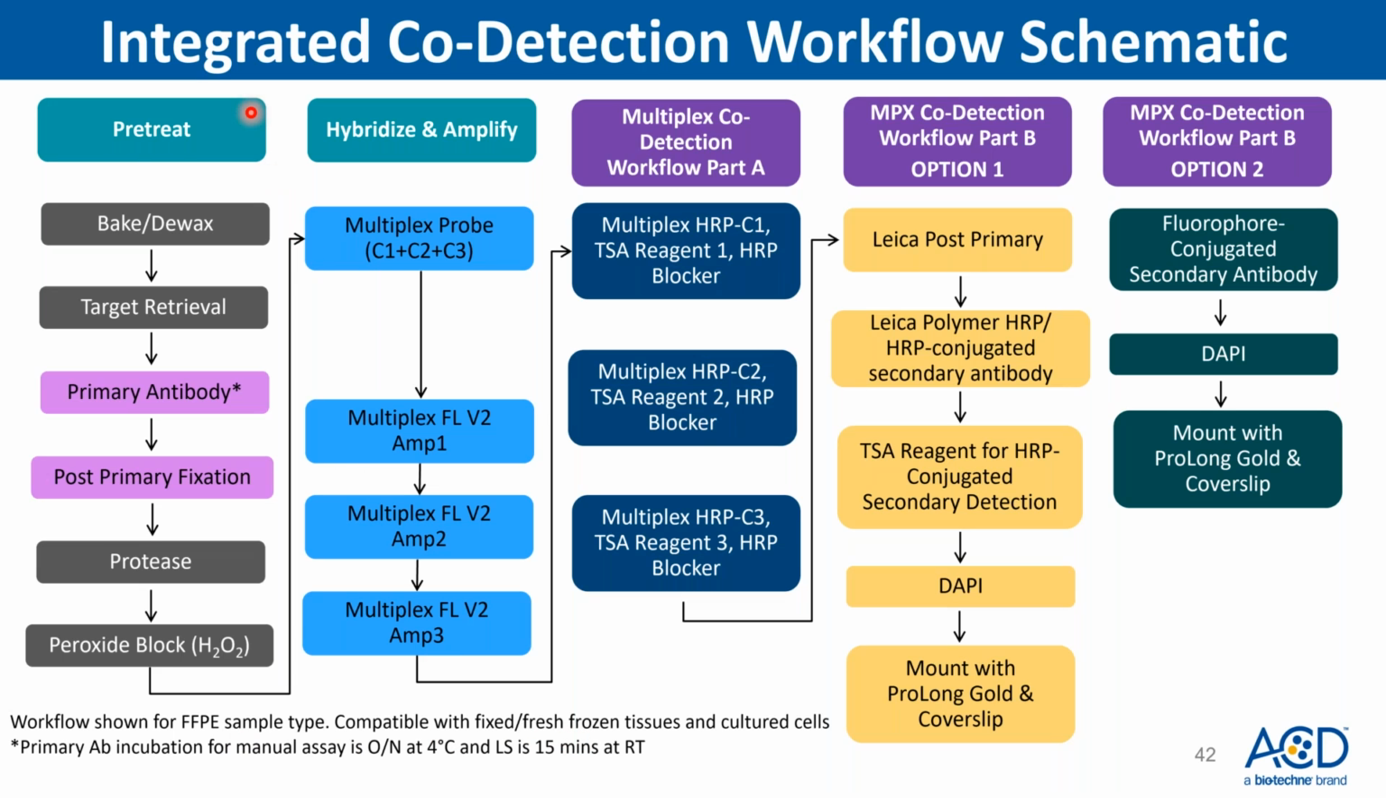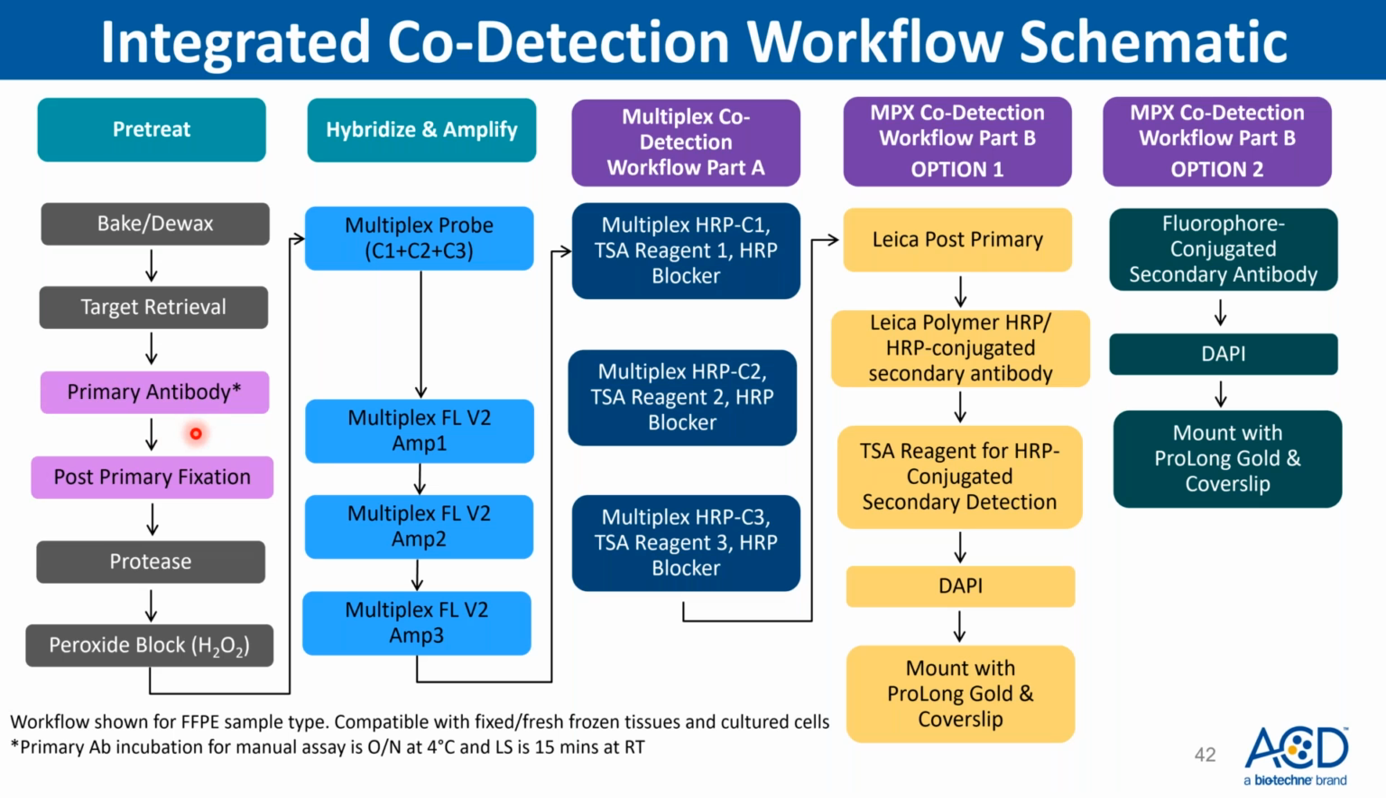So the procedure starts with the pre-treatment step, where you would do bake and dewax for FFPE samples, followed by antigen retrieval, and you will then do the primary antibody incubation and a post-primary antibody fix. The thing to note or keep in mind is for the manual assay, the primary antibody incubation is overnight at 4 degrees Celsius, whereas for the Leica Bond, it's going to be 15 minutes at room temperature.